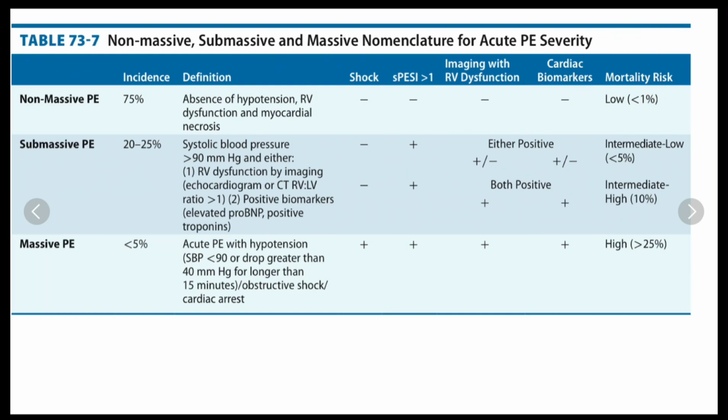Then we will come to submassive. Submassive cases are the remaining 20 to 25% of cases. So what is submassive pulmonary embolism? This is a very important criteria.